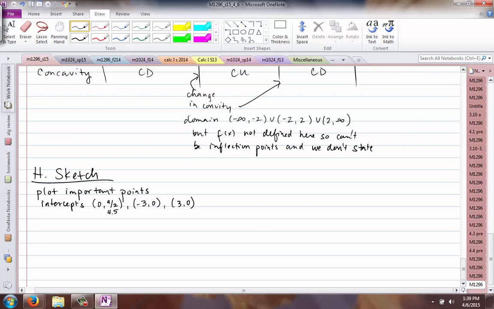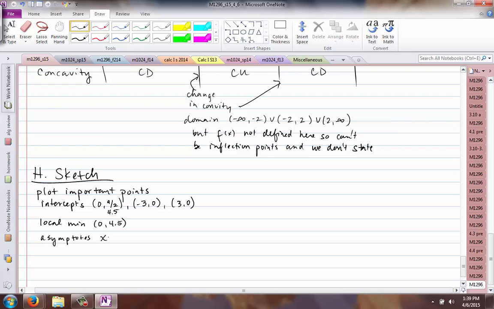9/2 is 4.5, so that'll make it a little bit easier. And then we also determined we have a local min at 0, 4.5, or 9/2. And then we had tons of asymptotes.